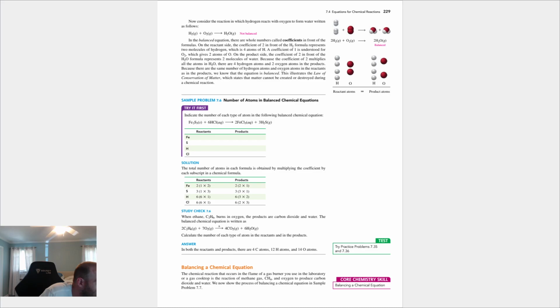So, here you'll see some examples of how we deal with coefficients. If the number's behind it, it's part of the molecule, okay? So, like Fe2, there's 2 irons in there. S3, there's 3 sulfurs. If I were to put a 2 in front of all this, it'd be 2 times 2 irons, so 4 irons, and 2 times 3 sulfurs, making 6 sulfurs.